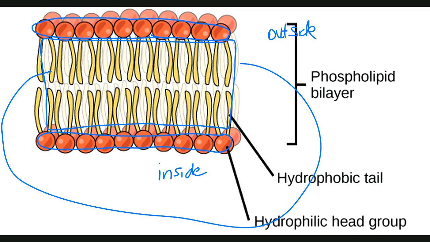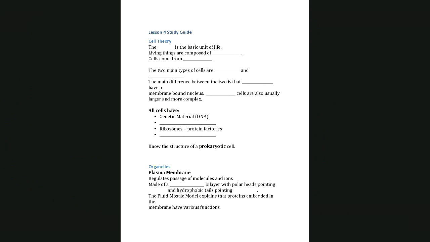So now let's go back to our study guide and fill those in. So we have a phospholipid bilayer with polar heads pointing both out and in, to the outermost and the innermost. And then the hydrophobic tails are pointing toward the tails of the other layer. Okay, they're sandwiched in between the two heads.